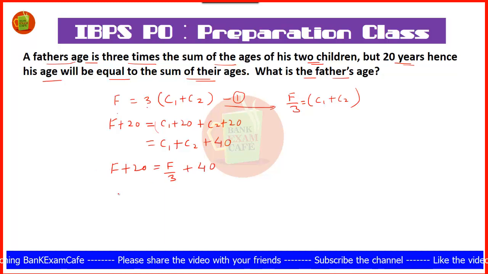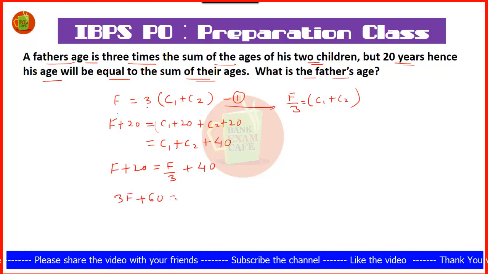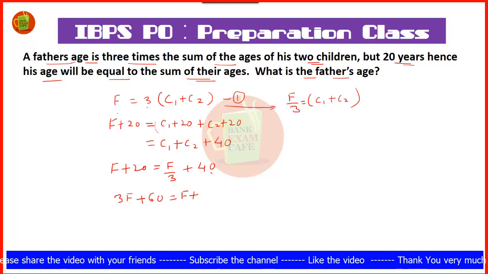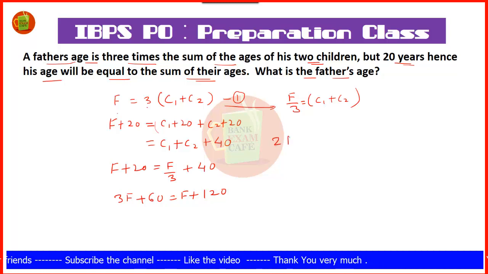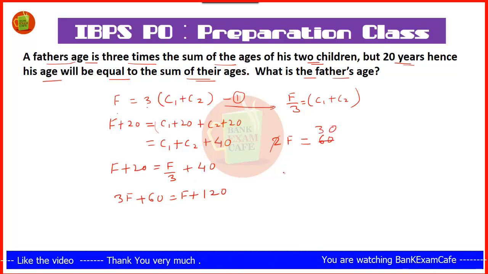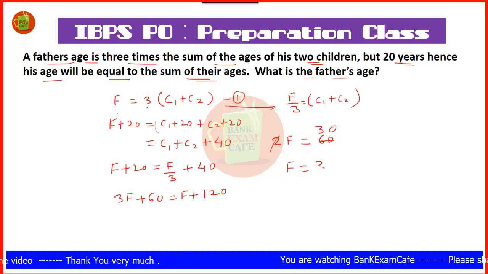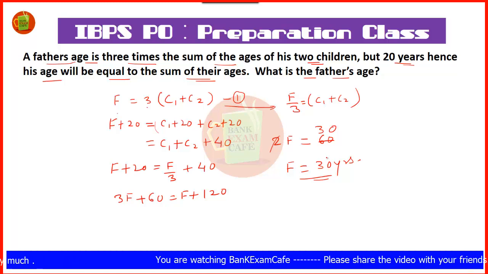Multiply by 3 throughout the equation and it will be 3f plus 3 2s are 60, which is equal to f plus 4 3s are 12, 120. Now take f to this side, so 3f minus f will be 2f, which is equal to take 60 to other side, so 120 minus 60 will be 60, and 2 1s are 2, 2 3s are 6, 2 zeros are 0. So father's age will be 30 years. So in this case father's age is 30 years.